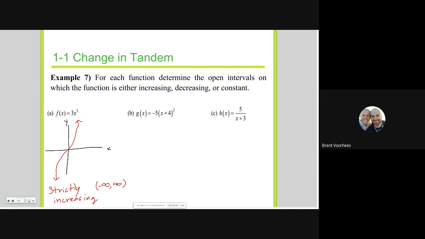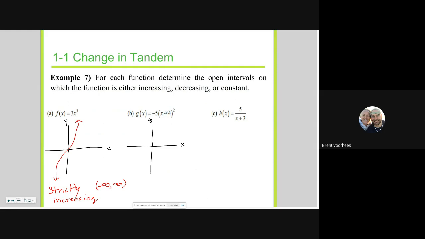Next graph, it's squared. What does it mean for a graph if it's squared? What will it look like, picture-wise? You should know what a squared looks like. What shape is a squared graph? Parabola. This minus 4 on the inside means it's going to change the x's.